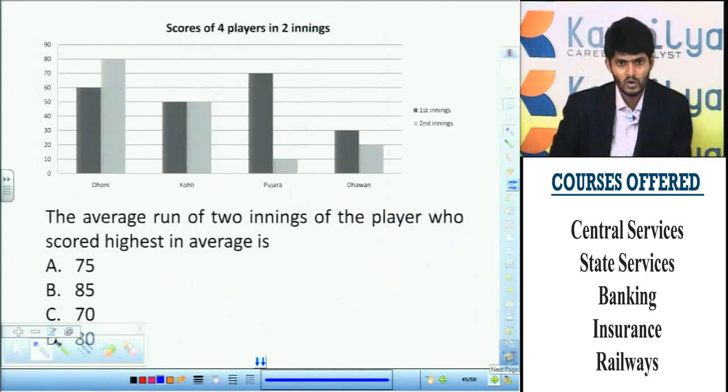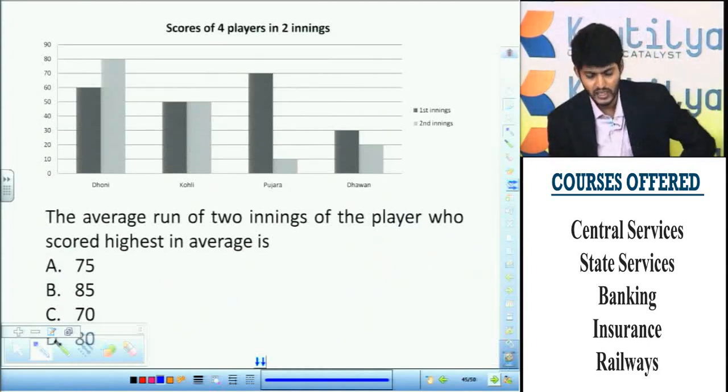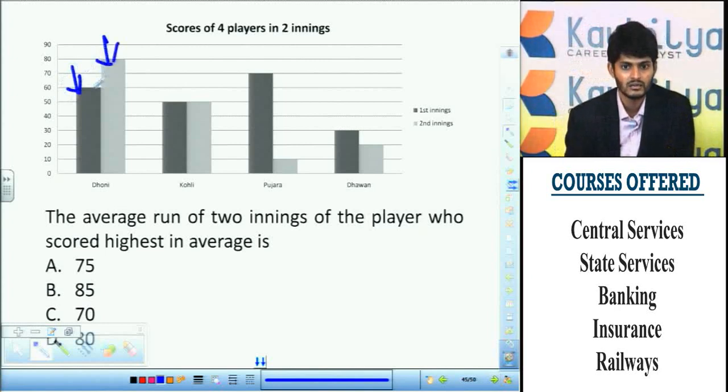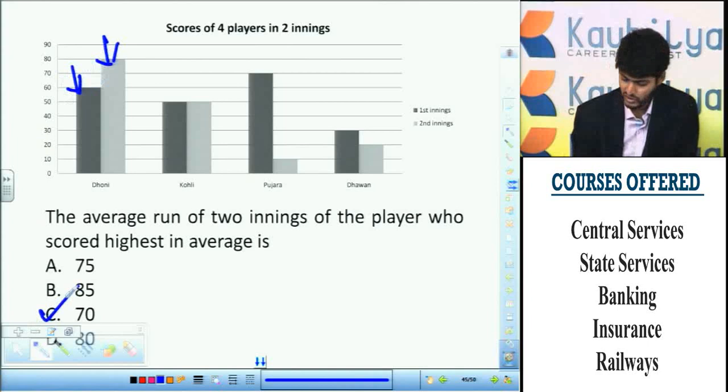Now coming to your another mode of data interpretation, which is called bar chart. Okay, he is asking the average runs of 2 innings of the player who scored highest. Now you see, if you can look at the given table, we have Dhoni, Kohli, Pujara and Dhawan. You can see that Dhoni is the guy who has scored the highest. Okay, mostly in both the innings he has scored highest. Now you want to find out his average. One value is 60, the other value is 80. So average of 60 and 80. 60 plus 80, 140 by 2, which will be your 70. So straight away direct calculation.